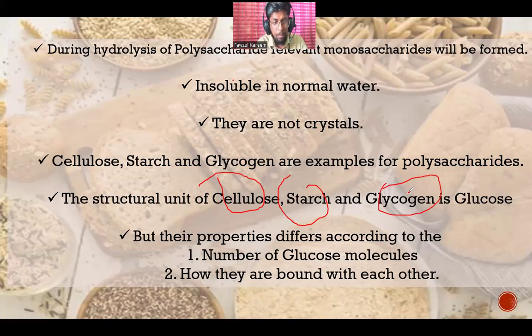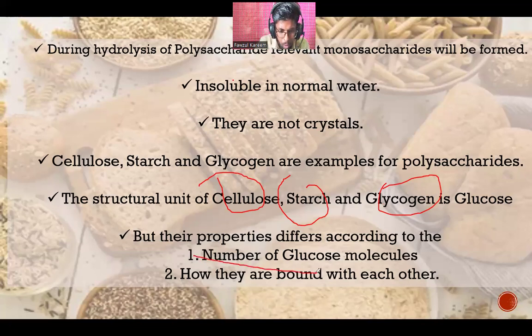If all these three molecules are made up of glucose, then why am I keeping three names? What is the reason? Because there is a reason. They all are made up of glucose, okay, but they have differences. That's why I am keeping three types of names. Here, these are the differences.